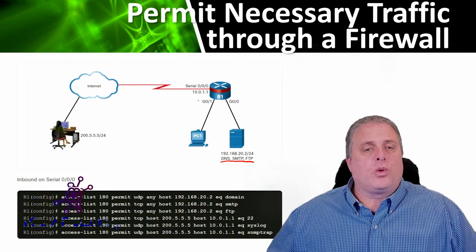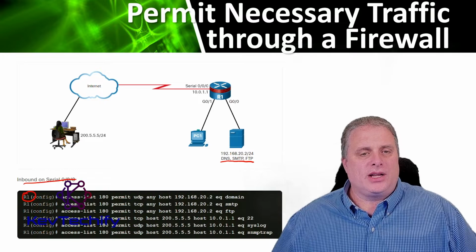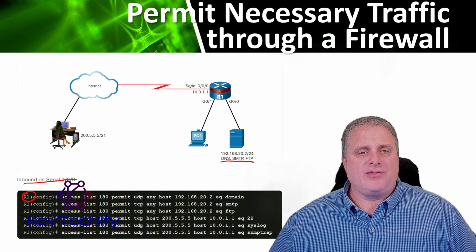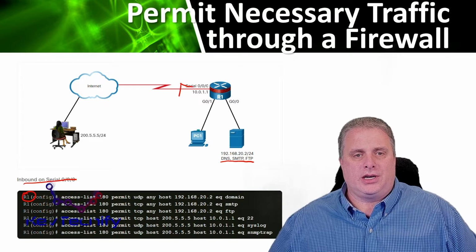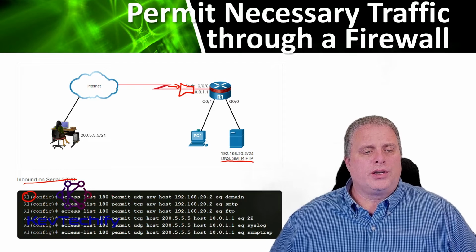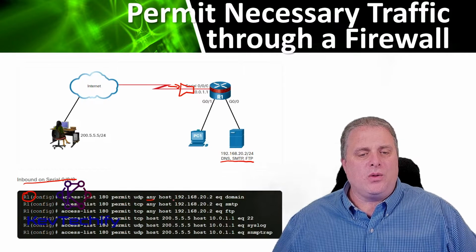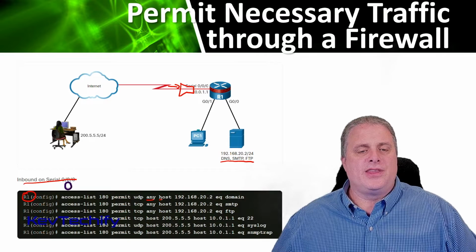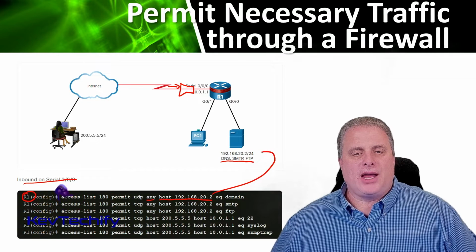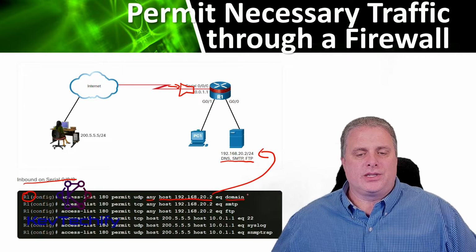Here we have a network setup. And what we're doing here is creating an access list on R1, and we're going to put this inbound on serial 0/0/0. So any inbound traffic, our filter is looking at inbound traffic. We're going to permit UDP traffic from a source of any, destined for this host, which is this IP address here, equal to domain. And so this is our DNS service.